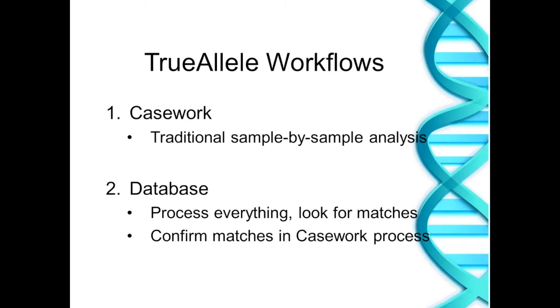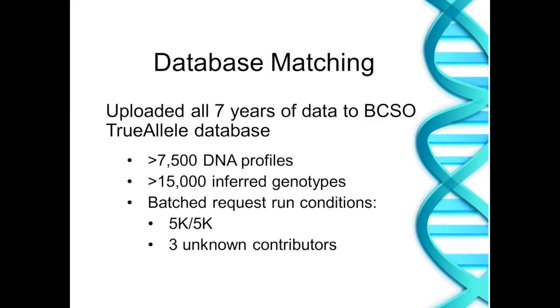and on what items we should proceed with. So after implementing that process, we decided to go back all the way to 2010, to all of the data profiles that we have, and batch upload everything to our TrueAllele database, which resulted in excess of 15,000 inferred genotypes. The request conditions we ran this on were 5,000 cycles burn in, 5,000 read through, and we ran everything at 3 contributors.